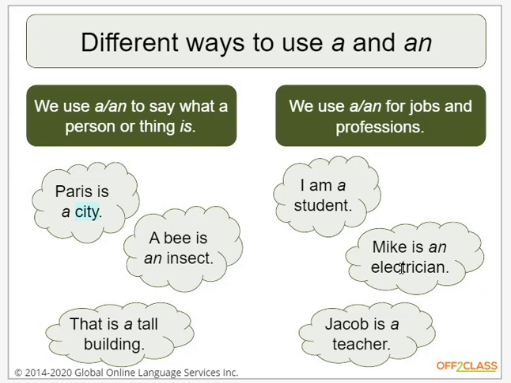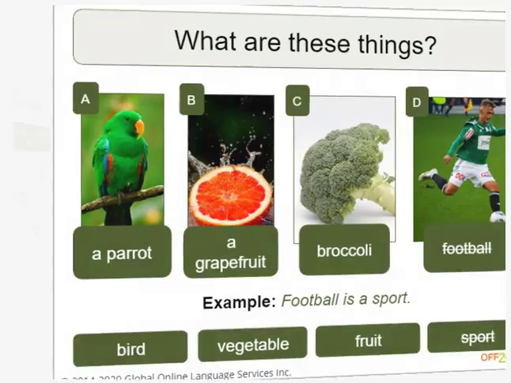Mike is an electrician. It starts with a vowel. Mike is an electrician. I can't say it right. I'm not sure why. Jacob is a teacher. Okay? Let's see what else we can do.